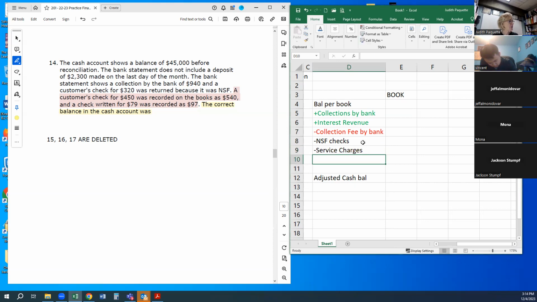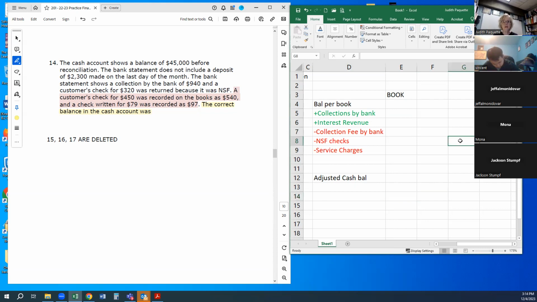And then the other category, and it does show up in this problem, are errors. And errors can be added. Correction of errors can be added. Correction of errors can also be subtracted. Okay. Now, does everybody know what these things are? Does everybody know what an NSF check is?